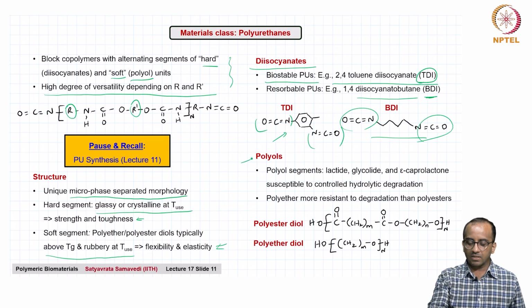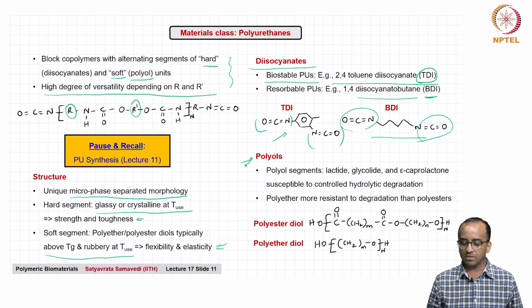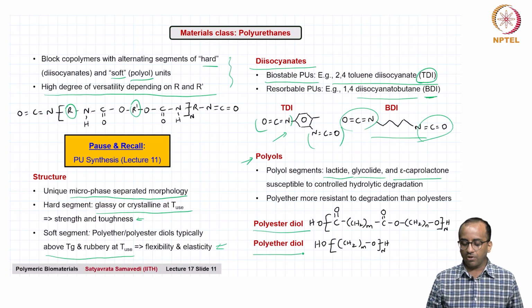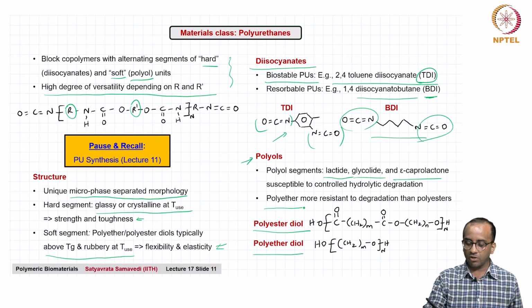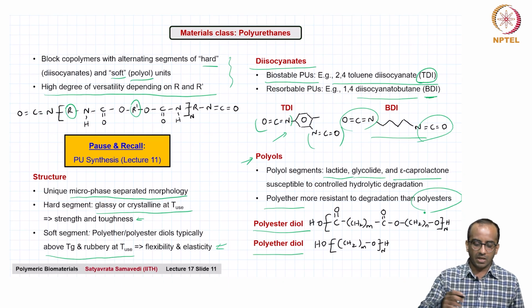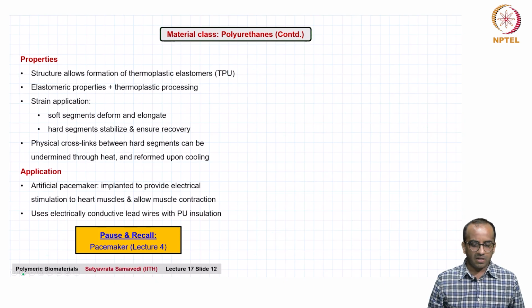And the other component in the polyurethane, of course, is the polyol segments, which typically are polyesters or polyethers. So, you can have a polyester diol or a polyether diol, and the polyether is more resistant to degradation than polyesters. If you have esters, they can undergo degradation through hydrolysis. So, there also you can engineer and tune the degradation rates. This gives polyurethane some very unique properties overall.